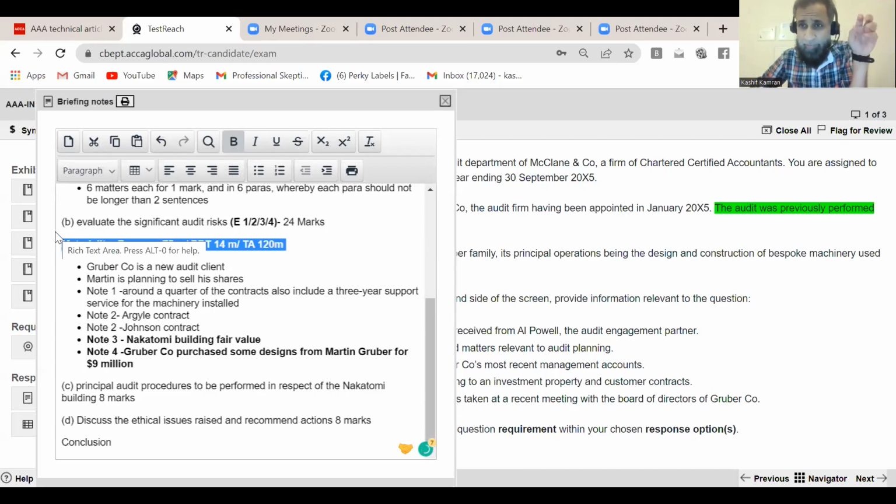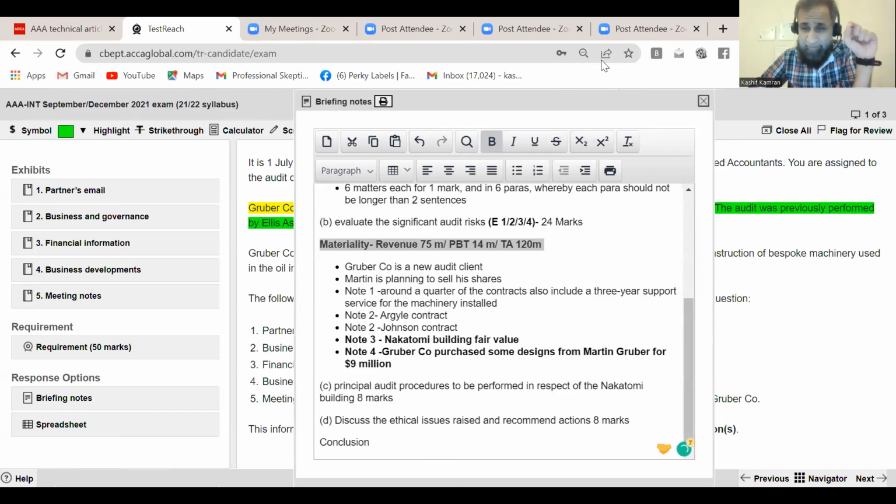I hope that technique will benefit you if you do it the same way back at home ahead of your exams. Now, we almost went through exhibit 1, exhibit 2, exhibit 3, and exhibit 4. The examiner wants us to identify the audit risk, the significant audit risk, from the 4 exhibits, not exhibit number 5. So we didn't touch upon exhibit number 5, because exhibit number 5 has been specifically given for requirement D, which is ethical issues and actions. So you will find the ethical issues from exhibit number 5, and that's what we have not touched upon so far.